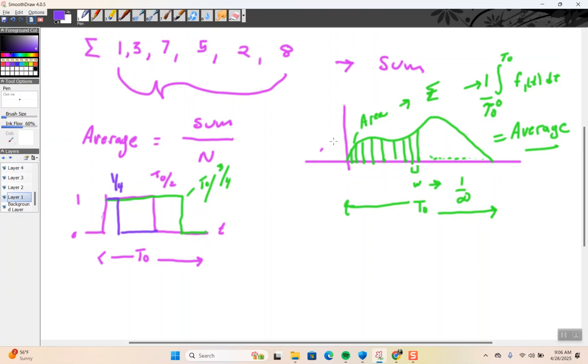Now looking at this shape, is the average going to be 0? Nope. The answer is no, because it's always positive. So the average has to be positive.